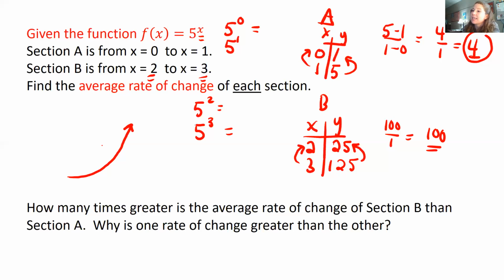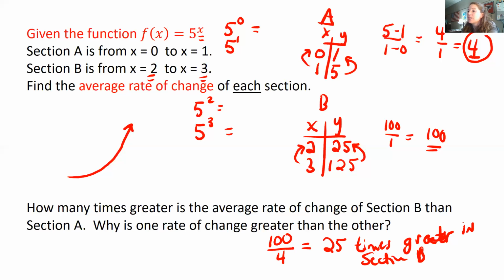So now the next question is, how many times greater is the average rate of change of section B than section A? Well, how many times greater? That means we would divide. So the rate of change for B is 100. The rate of change for A is 4. So what is 100 divided by 4? That would be 25. So it's 25 times greater in section B.